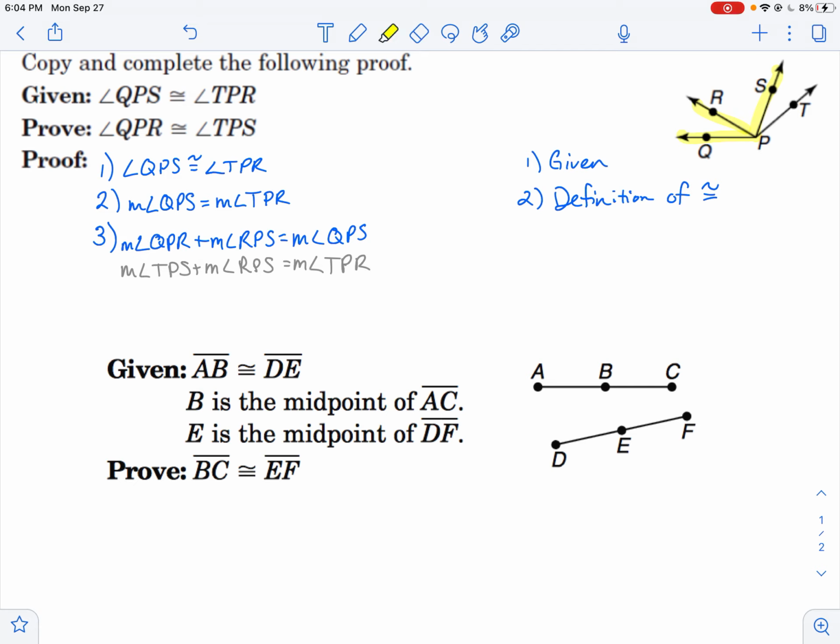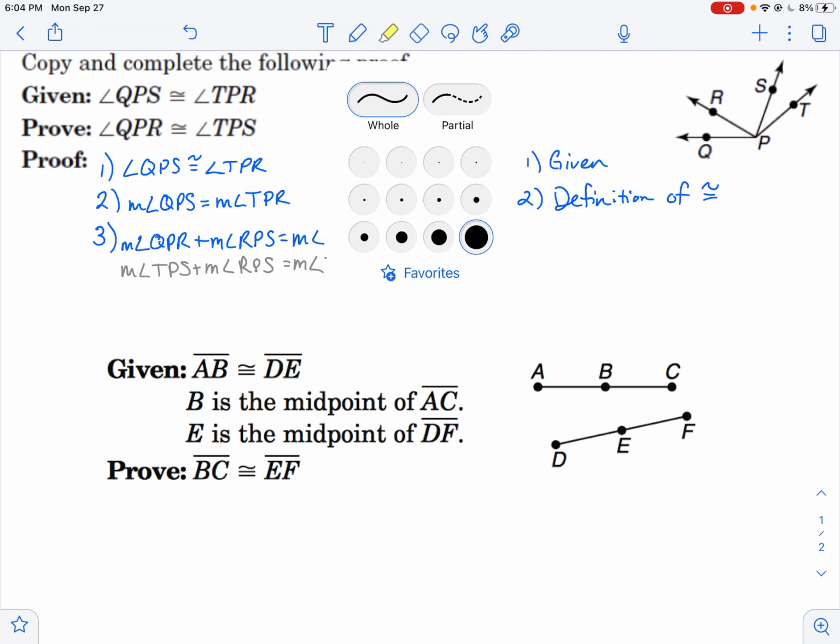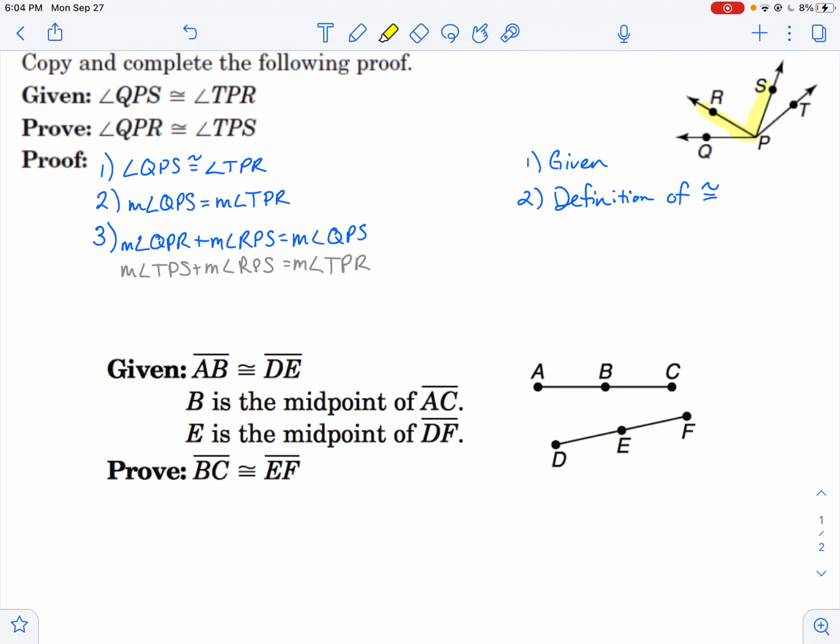And notice that I didn't name this angle right here SPR. I named it RPS for a very specific reason, because it matches up now with that. And of course, SPR and RPS mean the same thing, but it's easier for you to see that that is the same thing if you put the letters in the same order. That's my angle addition postulate.